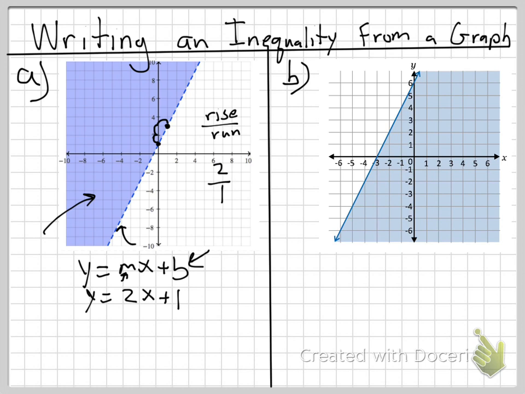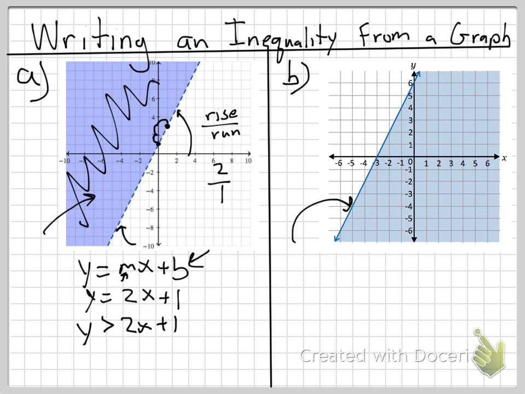Well, we know that the shaded area is on top, so we know it's going to be a greater than. So we have y is greater than 2x plus 1. And the last thing we have to check is whether it's a dotted or a solid line. We do see that this line is dotted. There are gaps in between each one all the way up and down. That means it's just a greater than symbol. If it is included, like this one over here, this would also be equal to. But since it's dotted, that means it's not included in our line. So our inequality would be y is greater than 2x plus 1.